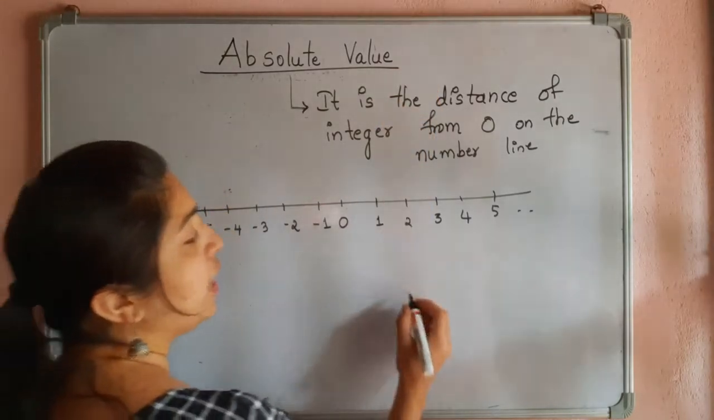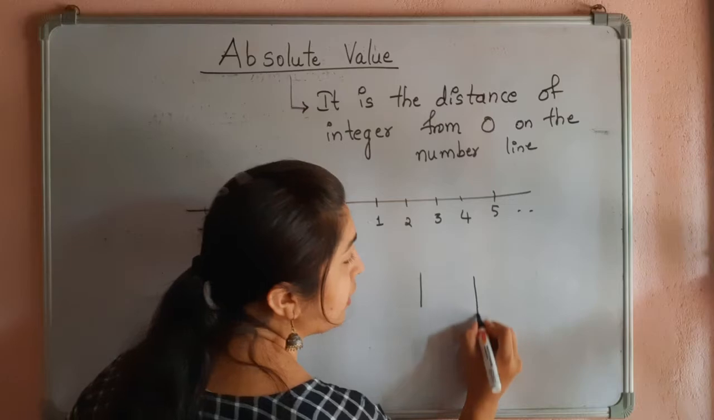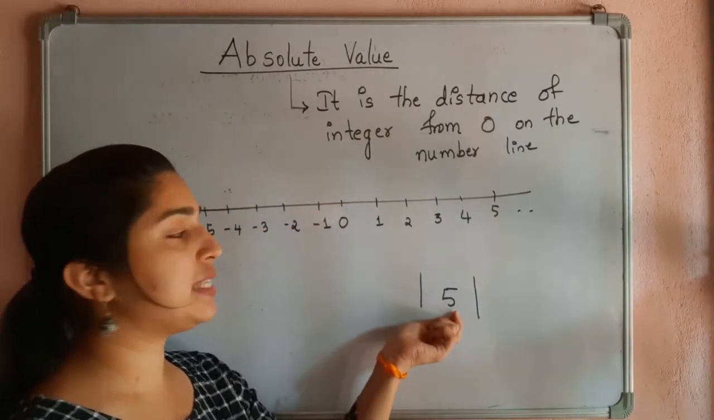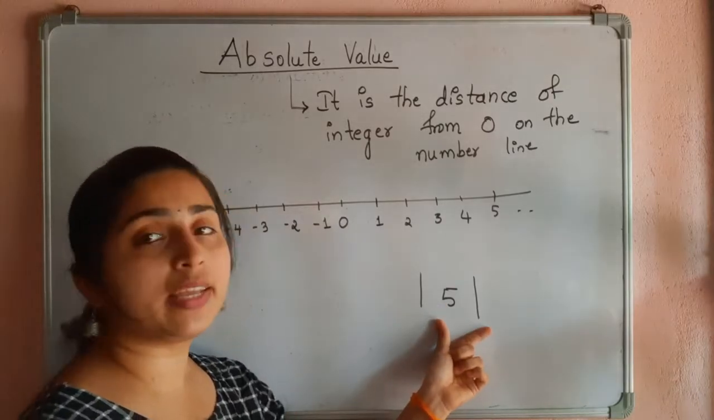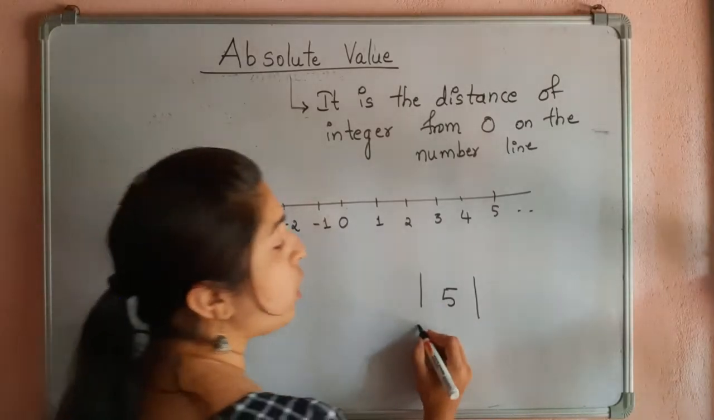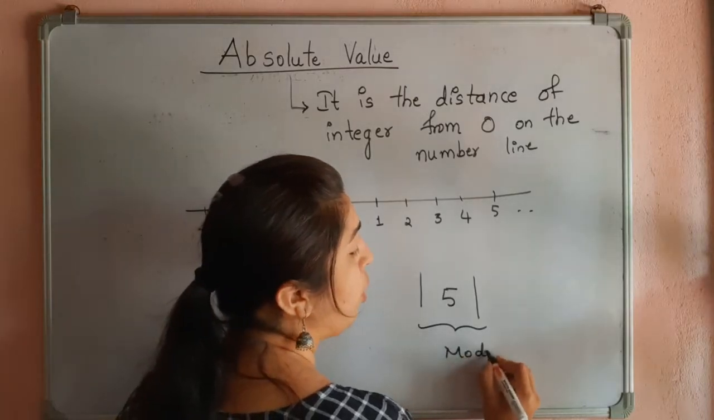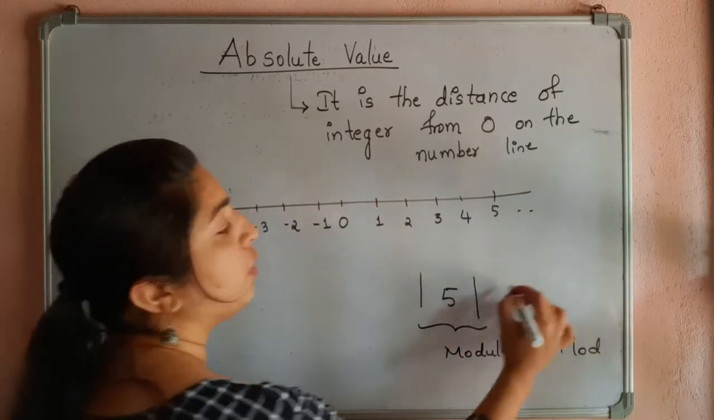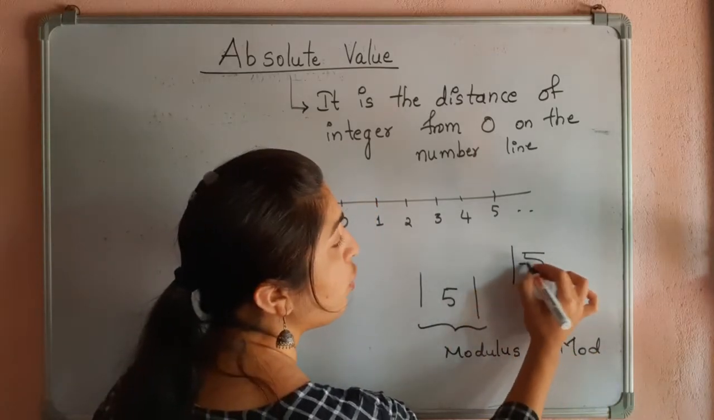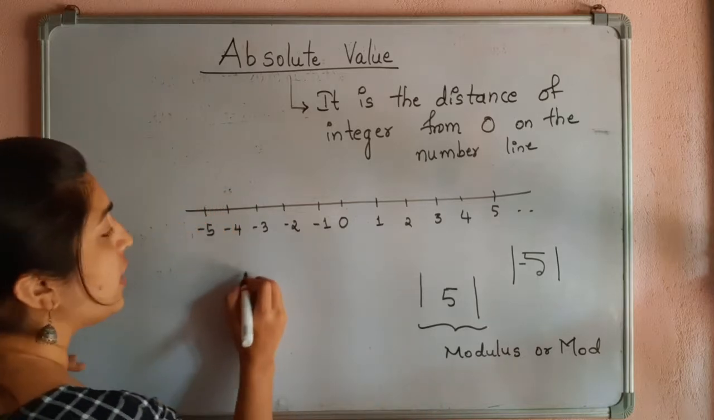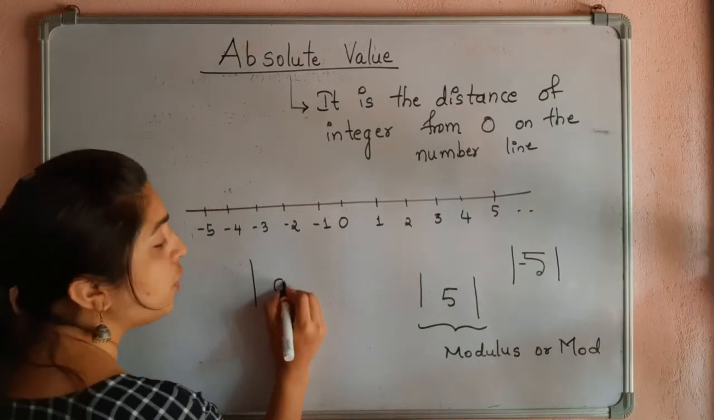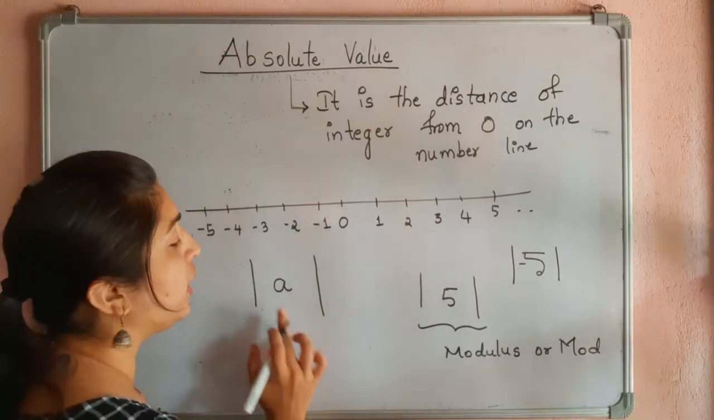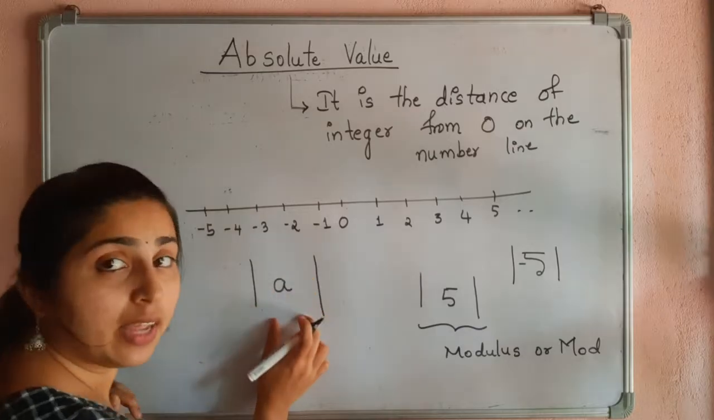Absolute value is represented by two vertical lines. Whatever integer you have, you place it in between these two vertical lines. This is also called modulus or mod. So mod 5 or mod of minus 5. In general, if a is an integer, we can represent the absolute value like this, placing the integer in between the vertical lines.